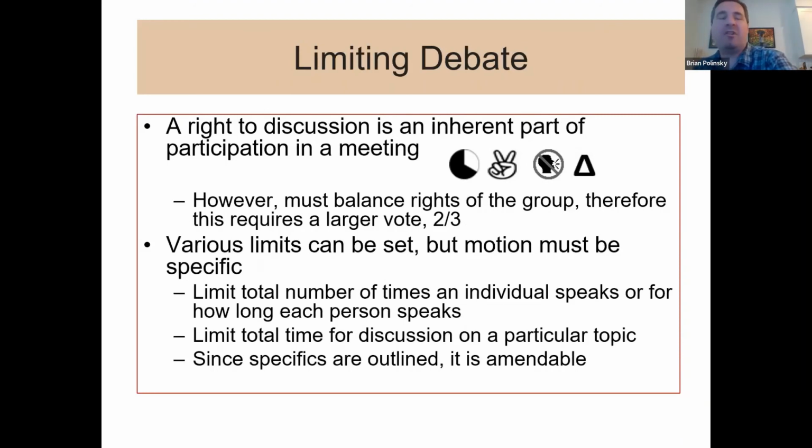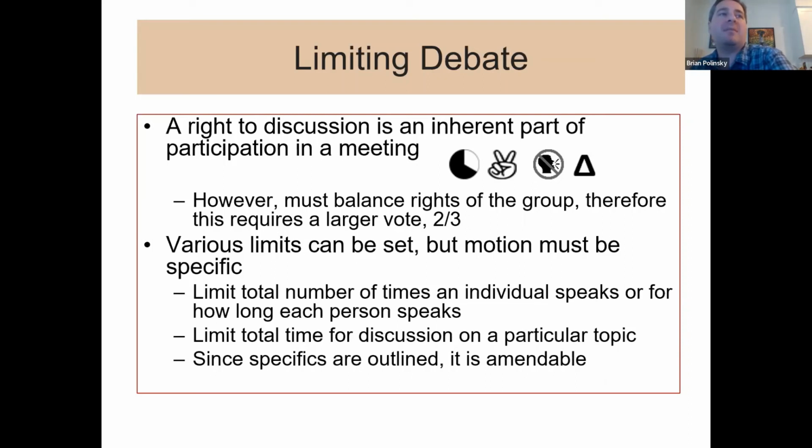Another secondary motion is one that limits debate. So a right to discussion is an inherent part of participation in a meeting. And that's why a motion to limit debate requires more than a simple majority. It actually requires a 2/3 vote in order to pass. It does need to be seconded. There's no actual discussion that occurs on the limit of debate, and it can be amended.